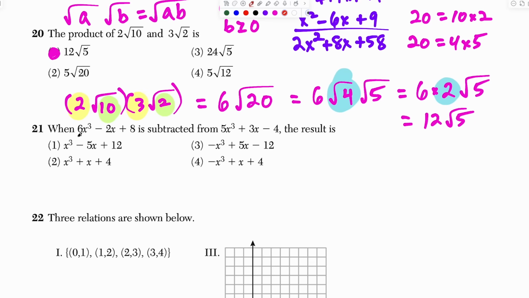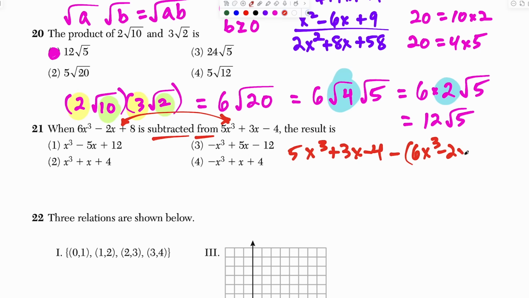Question 21, when 6x to the third minus 2x plus 8 is subtracted from 5x to the third plus 3x minus 4, the result is. Now, for this one, we just have to be very careful. The phrase subtracted from tells us that we have to switch these before we subtract. So we're subtracting this thing from this one. So we're doing 5x to the third plus 3x minus 4, and we're subtracting, I'll put in parentheses, the 6x to the third minus 2x plus 8.